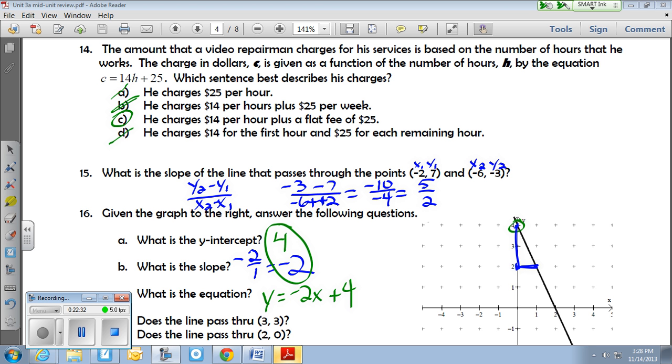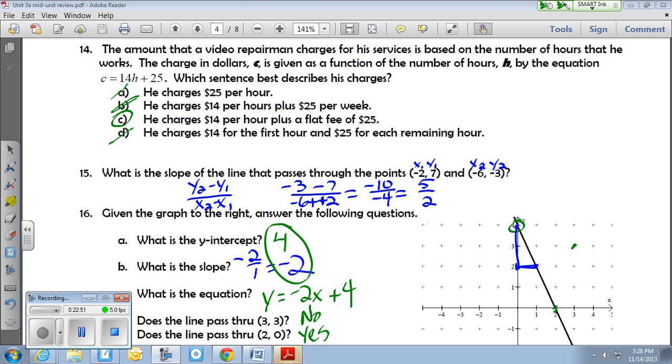I just need the slope and my y-intercept. Does the line pass through 3, 3? Well, 3, 3 is right here, and I'd say no to that. And does it pass through 2, 0? Yes, that is actually my x-intercept. So yes, it does.